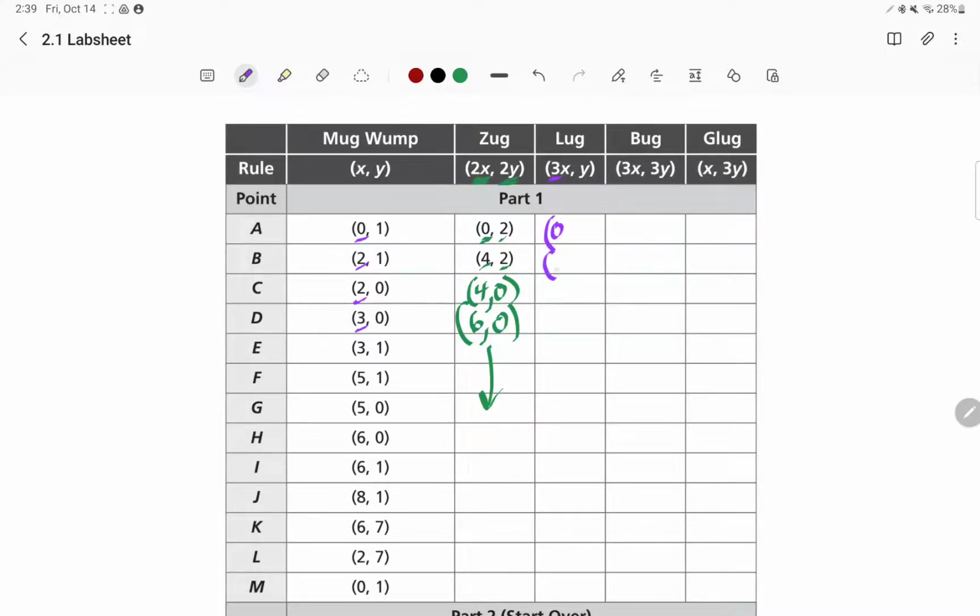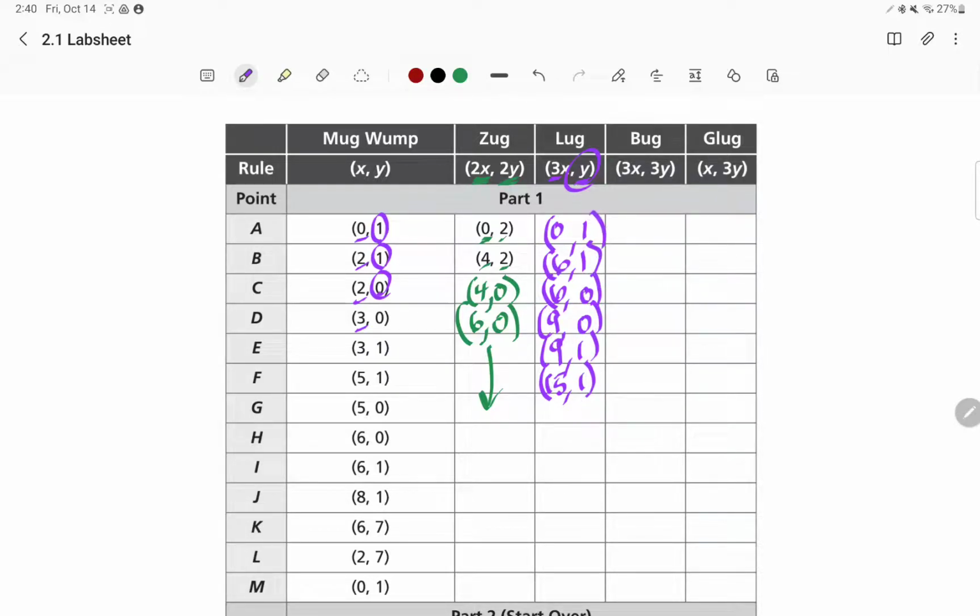So 0 times 3 is 0. 2 times 3 is 6. 3 times 2 is 6. 3 times 3 is 9. So we're going to go ahead and multiply all the x's by 3. So that would be 9, that would be 15, and so forth. You get it. And now all the y's are staying the same. So these are going to remain the same because you're not multiplying the y by anything. So it'd just be 1, 1, 0, 0, 1, 1, and so forth.